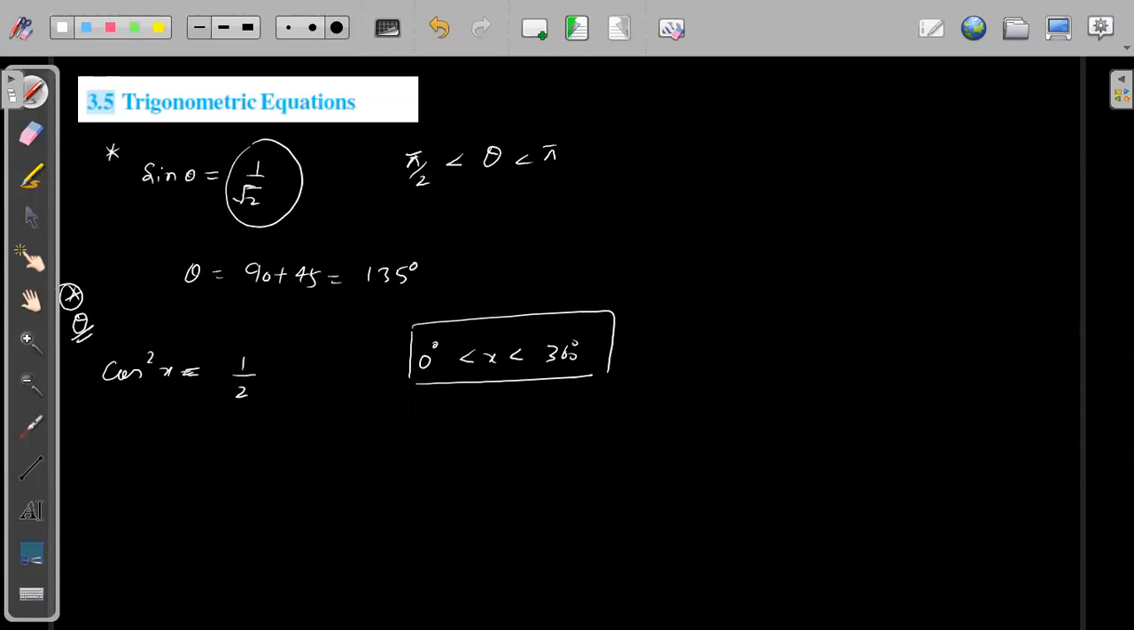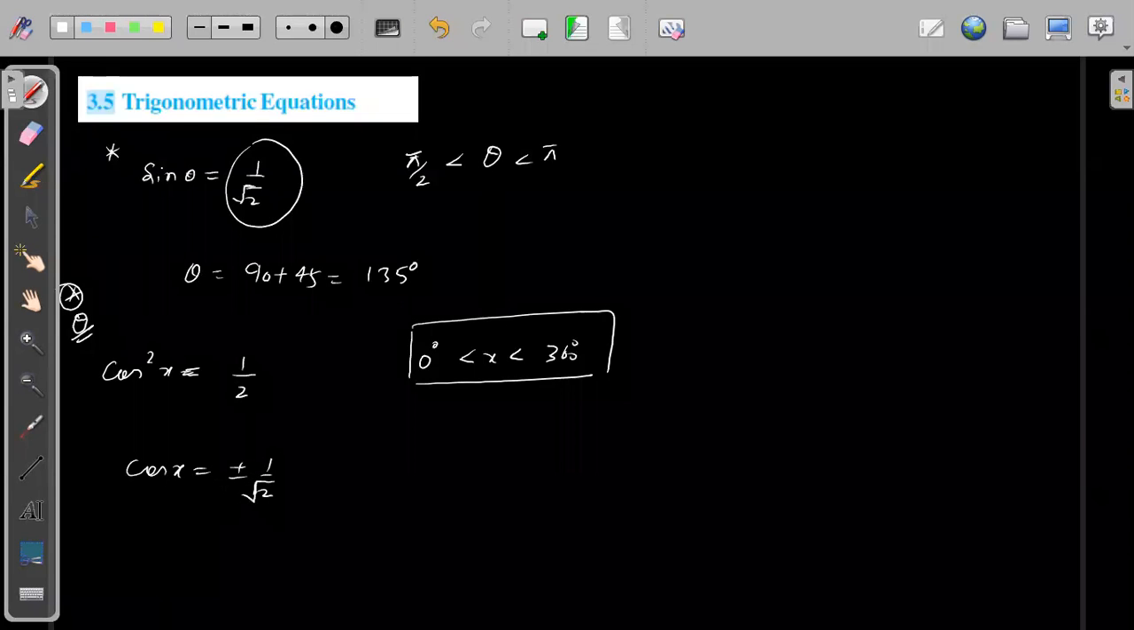Now let's see. So cos square x is equal to 1 by 2. So that means cos x is equal to plus minus 1 by root 2. Cos x is equal to plus minus 1 by root 2. Yes, Vince. Very good.